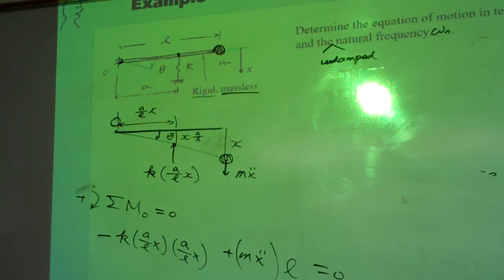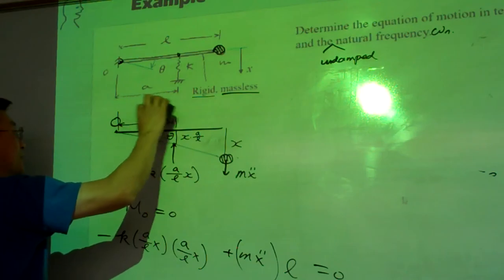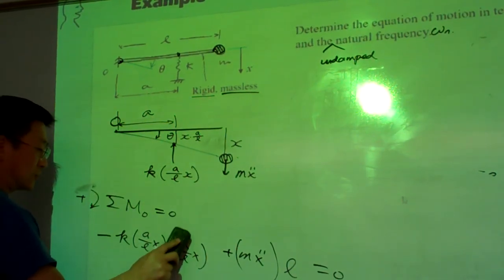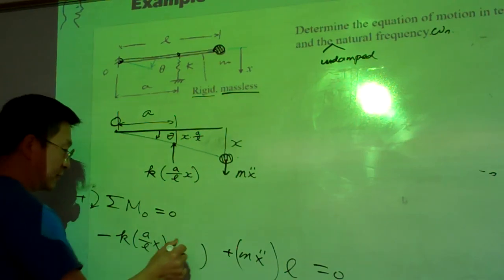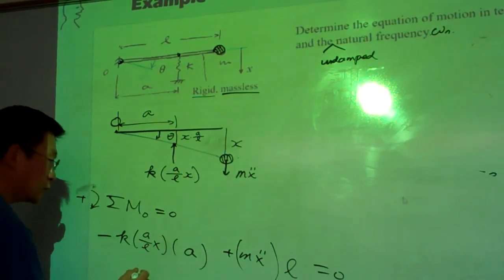Is that right? Why is your distance not a? The distance from O, oh, it should be a. Yeah, sorry, my mistake. The distance here should be a. So this term should be a. Yeah, that's the reason it's kind of difficult. Yeah, thank you. Okay, so in this way we do the arrangement.